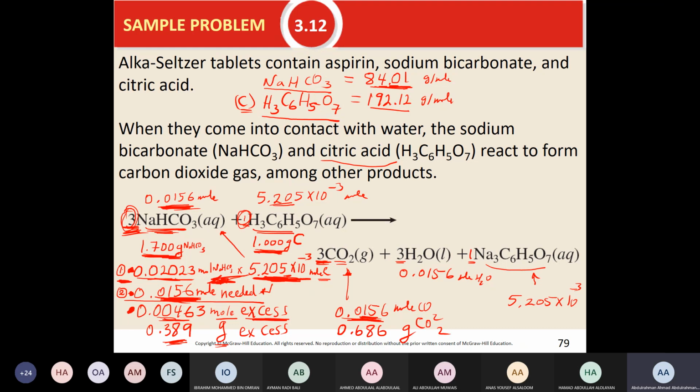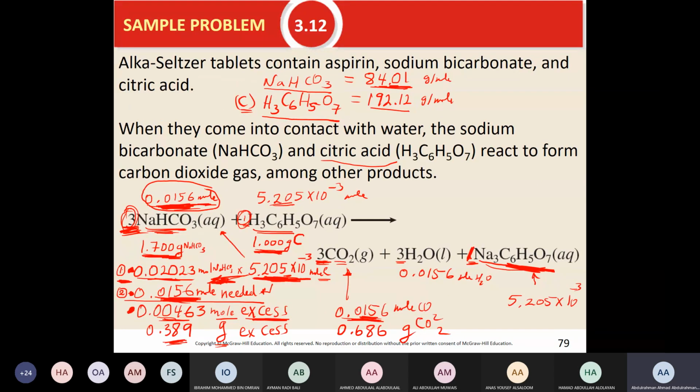No, just a second. Let's concentrate on this one. If I have 0.0156 mole of sodium bicarbonate, how many moles of sodium citrate am I going to produce? This is now 3 to 1. This is 3 and this is 1. How many moles of this one? Concentrate on this one. We'll divide by 3? Yes, you have to divide this number by 3. And this will give you 5.205 times 10 to the power minus 3. Okay. Got it? Yeah, I get it. All right. I hope so.